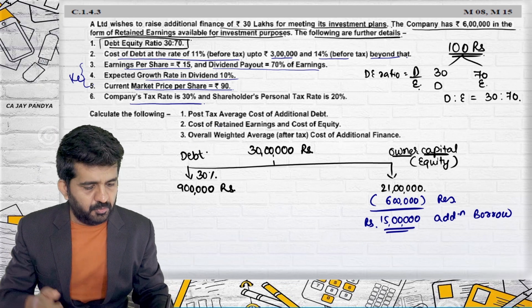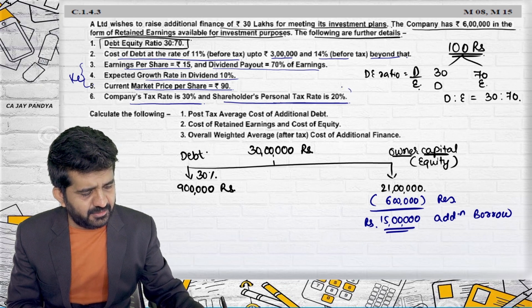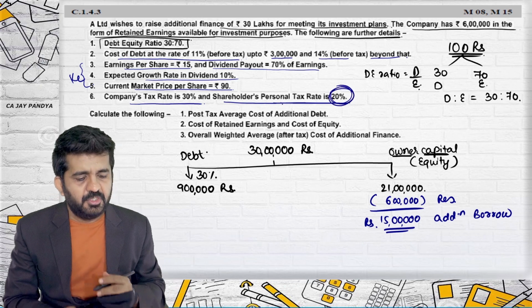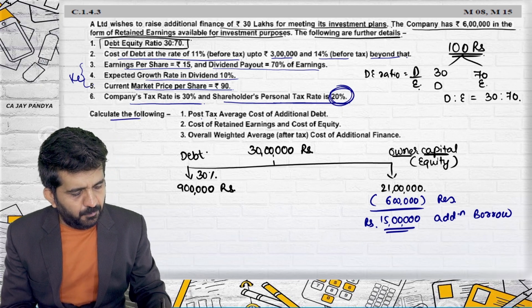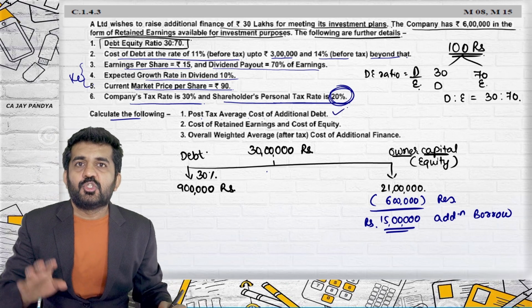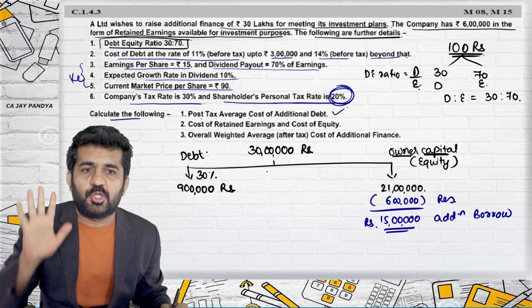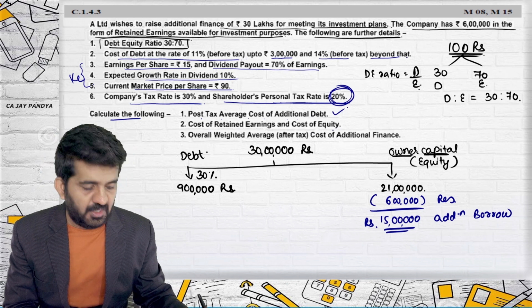This will be again used in that. Shareholders, the personal tax rate is 20%. This we may use somewhere. Calculate the following. Post-tax average cost of additional debt. So first let us find out debt cost. Is it all right? Cost of retained earnings and cost of equity.